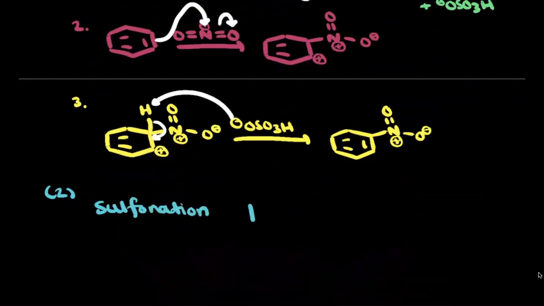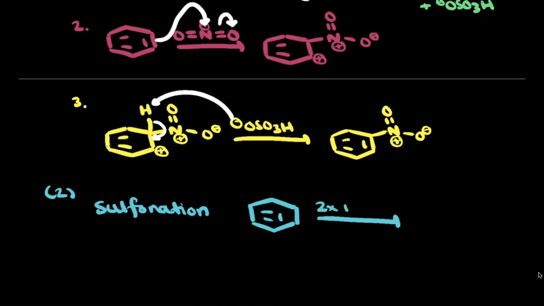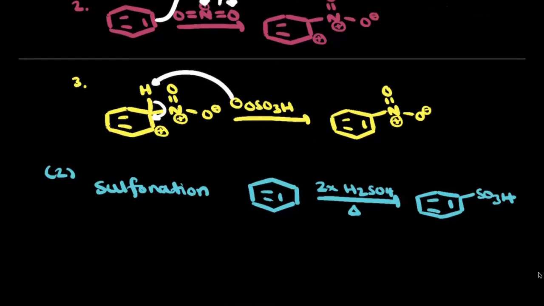So sulfonation requires, once again, benzene, and then 2 equivalents of sulfuric acid. And then sometimes you might see this with heat as well. Okay, in doing that, you're going to end up getting a sulfonated product as you see here. Cool. Now this time I'm only going to show you the first step because the other 2 steps are essentially the same after you've generated your electrophile.